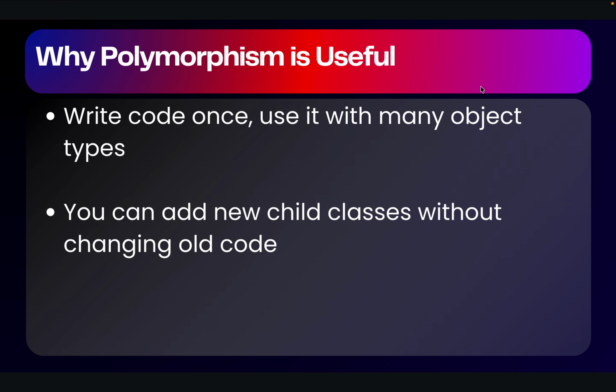So this will allow you to write your code once, and then you can use it how you may and customize it as you need. But it also allows you to add as many new child classes as you want without necessarily having to change the old code as well. Again, you can keep the old code and add on a new code or a new revised code to continue working with your objects.